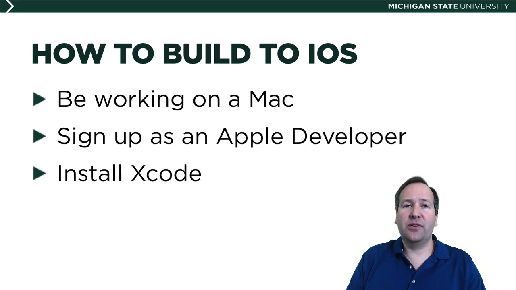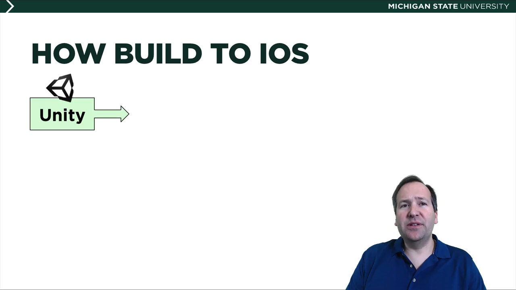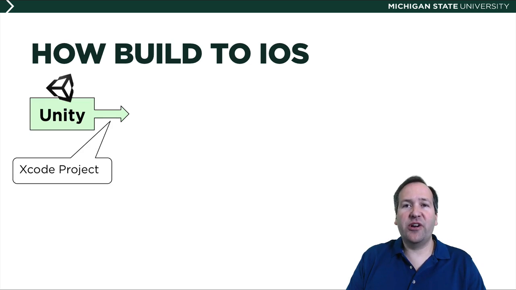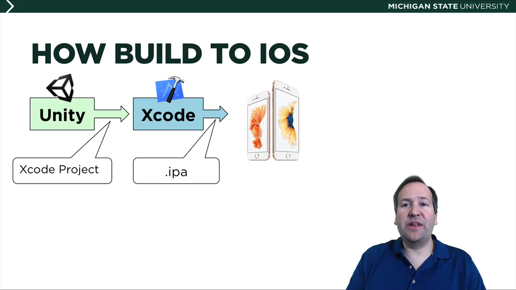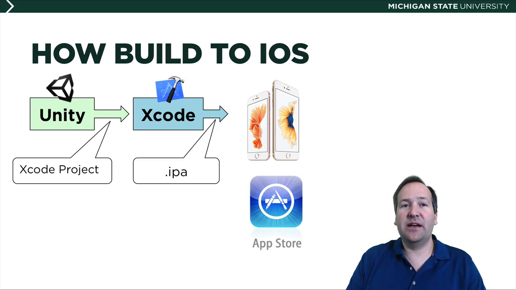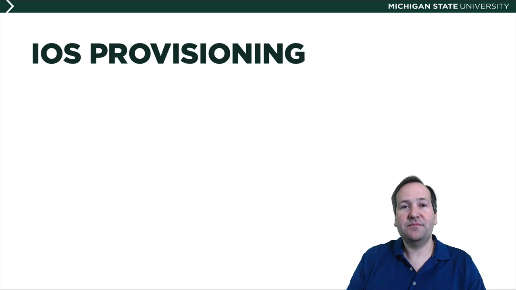And you need to install Xcode. Xcode is Apple's software development tool, and it is available for free. When you build to iOS from Unity, an Xcode project is created, which you can open in Xcode. You can then use Xcode to compile and provision the app to create an iOS application archive, or IPA file. With Xcode, you can build the IPA directly to an iOS device, or archive the IPA for distribution on the App Store through Apple's TestFlight beta testing system, or for an enterprise ad hoc distribution.